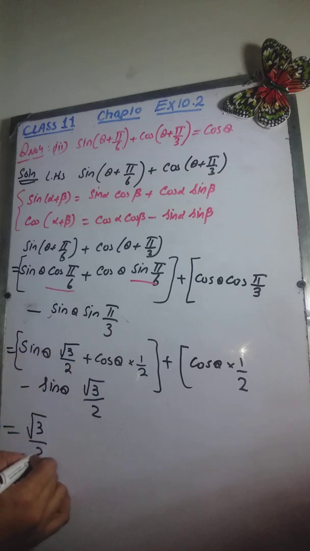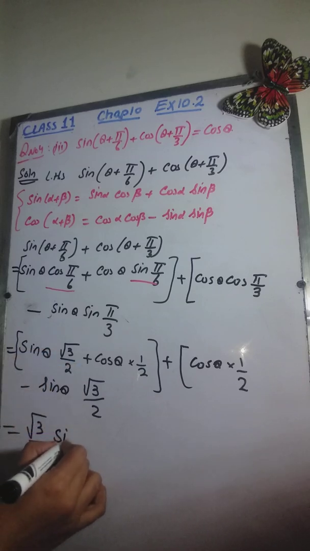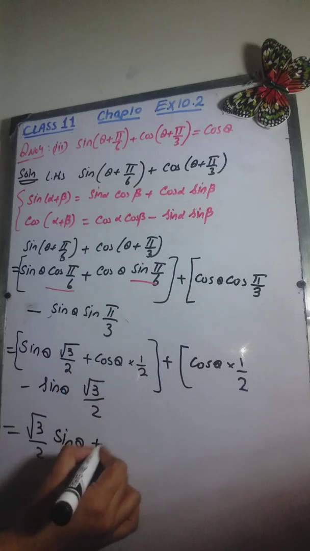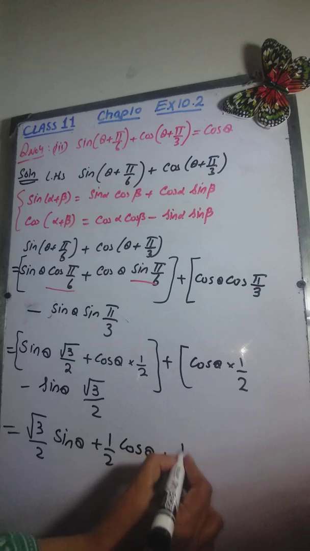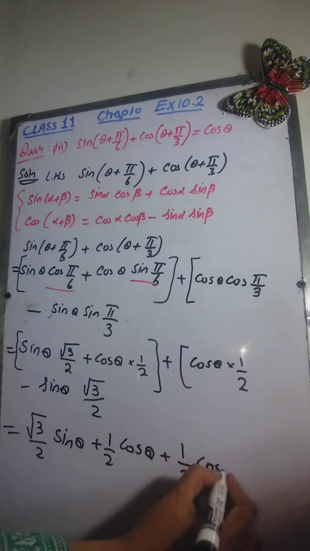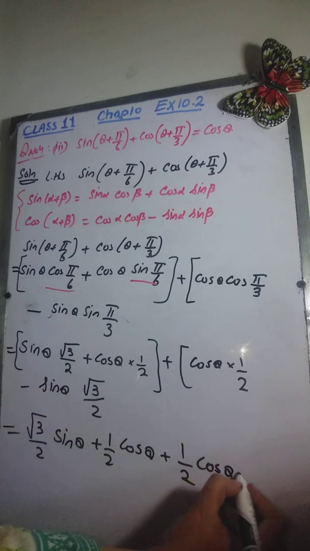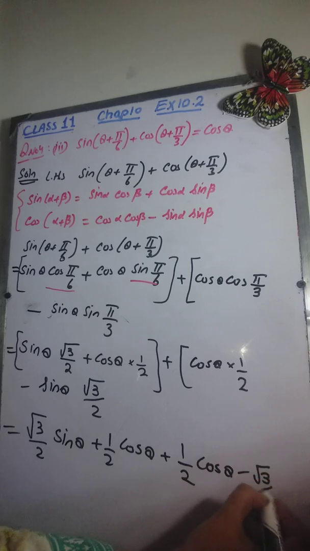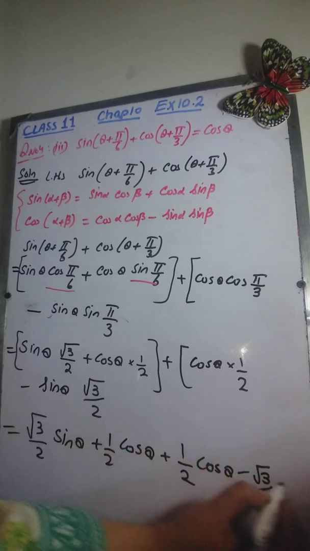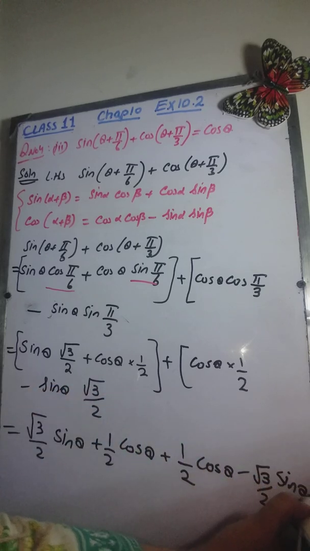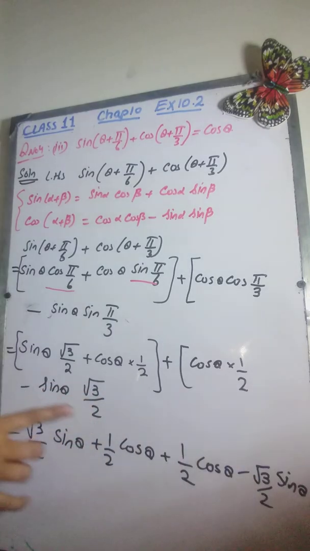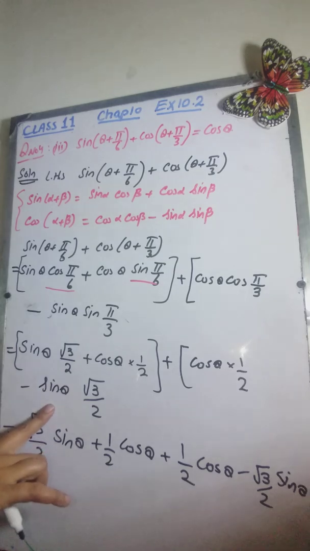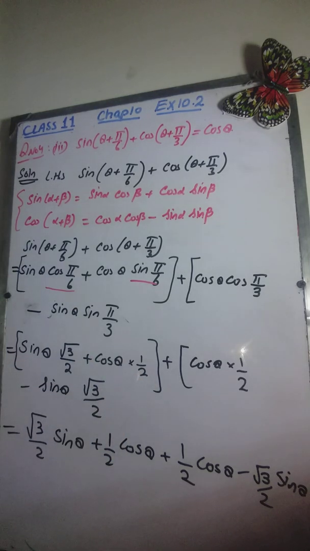We will open the brackets. Sine theta plus half cos theta, over here we will have half cos theta and minus under root 3 by 2 into sine theta. We can write sine theta into under root 3 by 2 as under root 3 by 2 into sine theta, and same here, because commutative law holds in the set of real numbers.